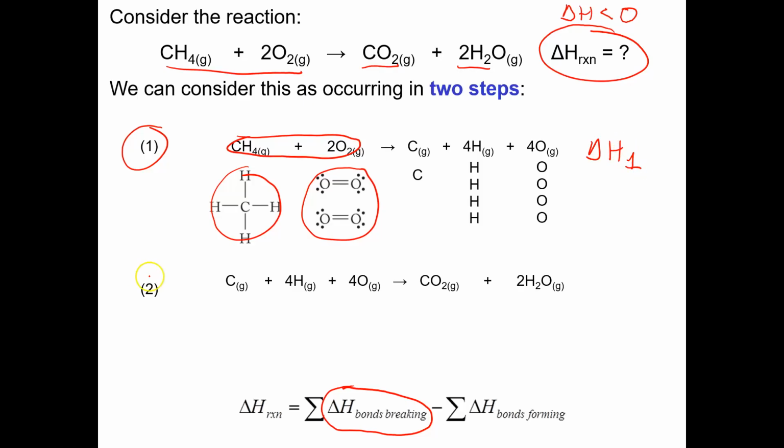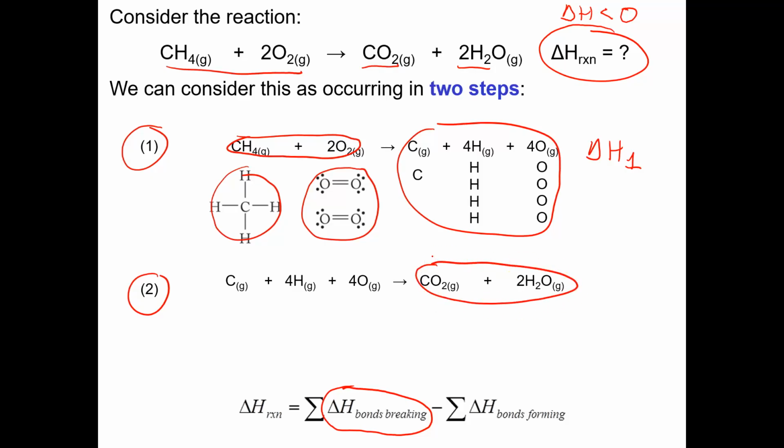Now, in step 2, we're going to take this big pile of individual atoms and reassemble them in the form of the products. So instead of breaking bonds, we're going to form bonds, right? And all of the bonds that we're going to form are these guys. So we're going to form 2 carbon to oxygen double bonds, and then we're going to form 4 oxygen to hydrogen single bonds, right?